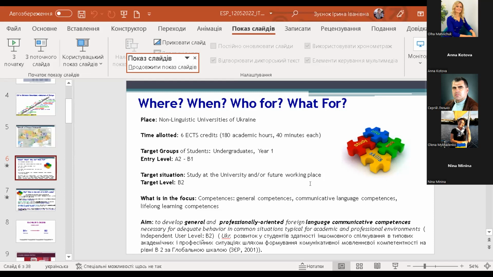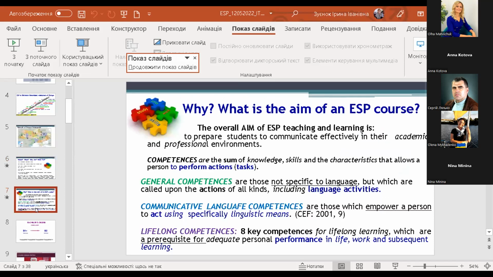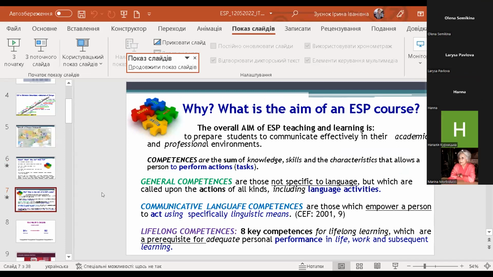For Ukrainian teachers, you may also see this aim written in Ukrainian. Well, a little bit why? What is the aim of the course? And you will see that overall aim of ESP teaching and learning is to prepare our students to communicate effectively in their academic and professional environments.